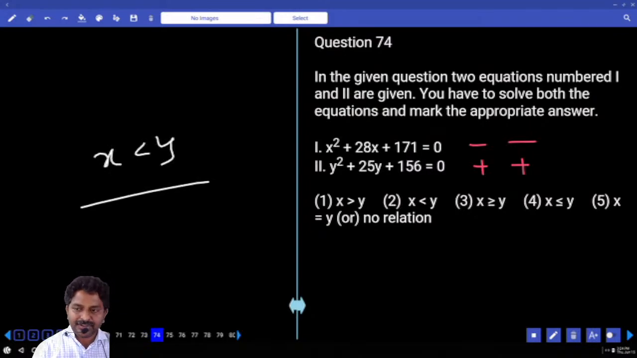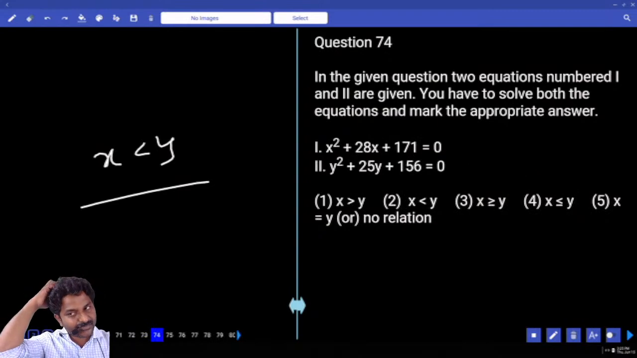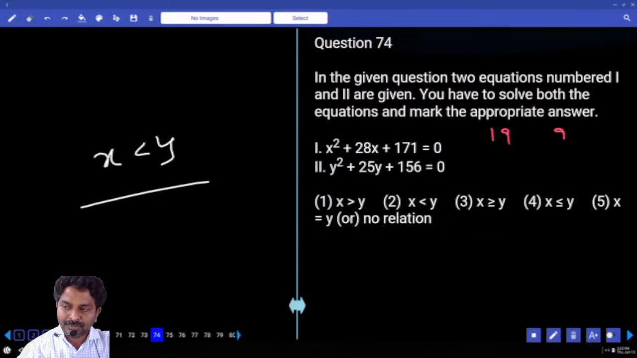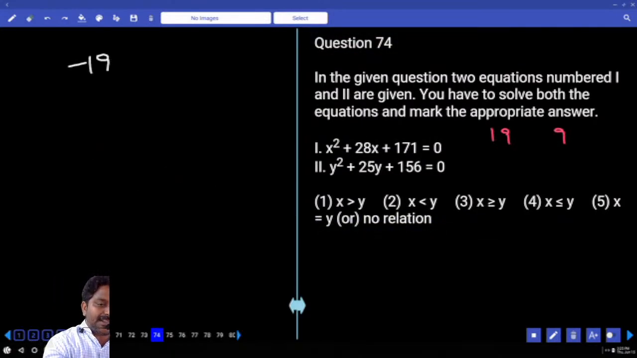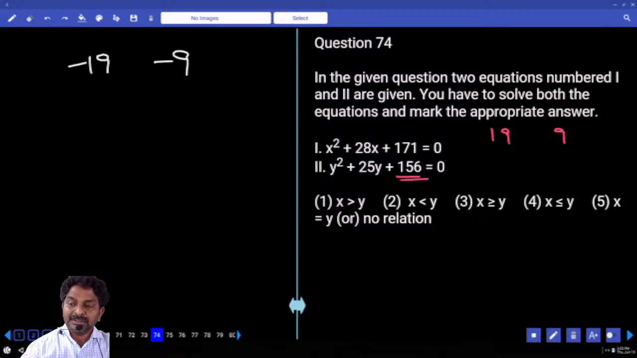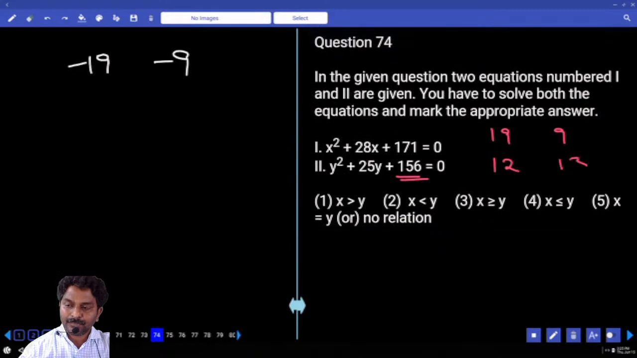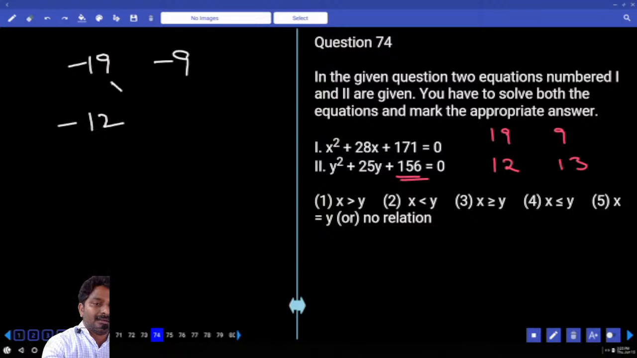Two free questions, right? 171. 19 times 9. Then factors are minus 19, minus 9. 156. This is 12 times 13. Minus 12. Why do I need the second factor? Minus 12 fits in between those two, right? When you get an in-between condition, the answer is no relation.